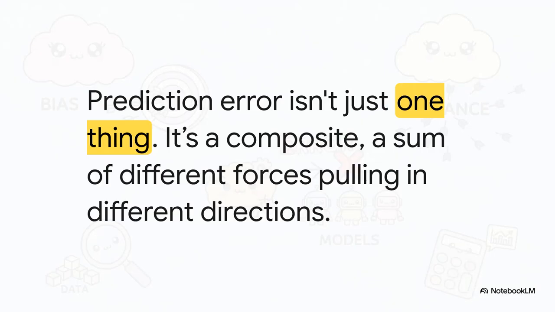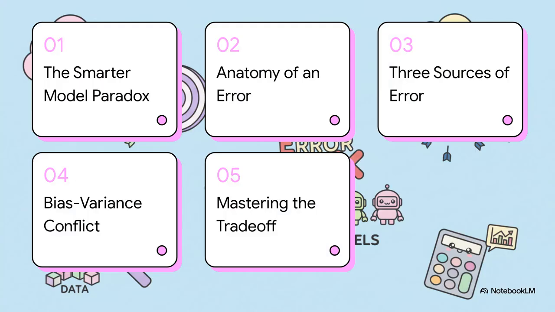Well, the answer is hiding in plain sight, right inside that error score. You see, prediction error isn't just one thing. It's actually a mix of different forces, all pulling in different directions. And if we want to solve this paradox, we have to understand the anatomy of that error. Okay, let's get into it.